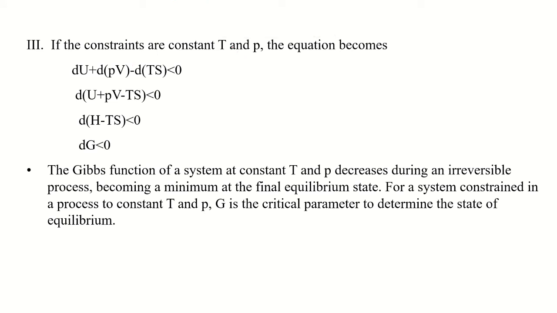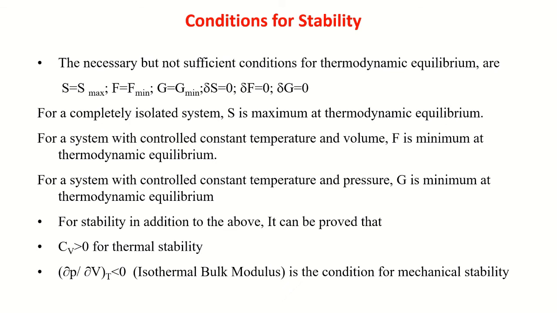Suppose T and P are constant, again in this equation, I can write here, differentiate and all these things. Finally, I'll get this. Again, U plus PV, I can call it H, minus TS is less than 0. This is what you call the Gibbs function. So dG must be less than 0 under these constraints. So it should become minimum, then the system will reach an equilibrium state.